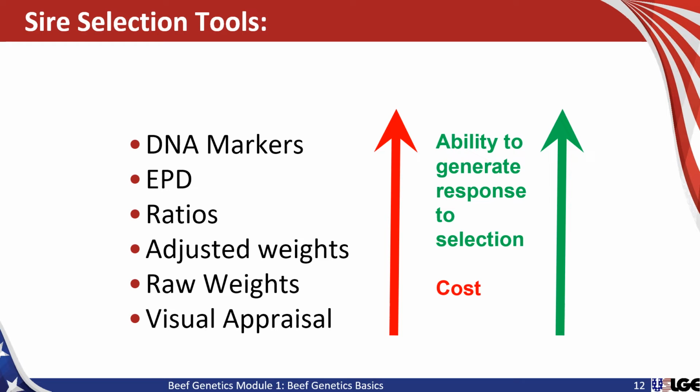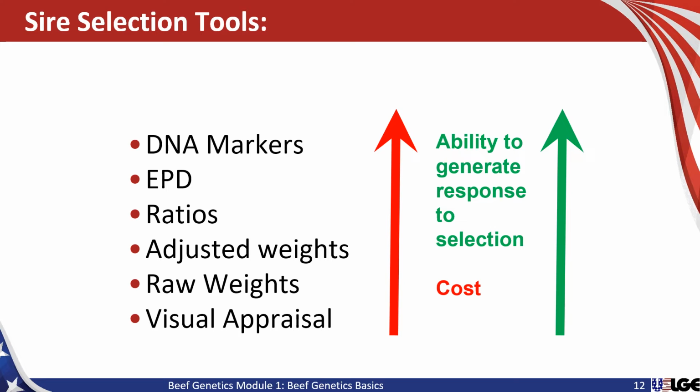We know that there's a variety of selection tools available for individual producers to use in their selection processes. They include things like DNA markers, expected progeny differences or EPDs, performance ratios for various traits, adjusted records for various traits, raw observations or weaning weights, yearling weights, etc. collected by producers, and visual appraisal. What we know is that as we move up this list, the cost of those individual pieces of information increase. A DNA marker test result costs much more than collecting a weaning weight, for example.